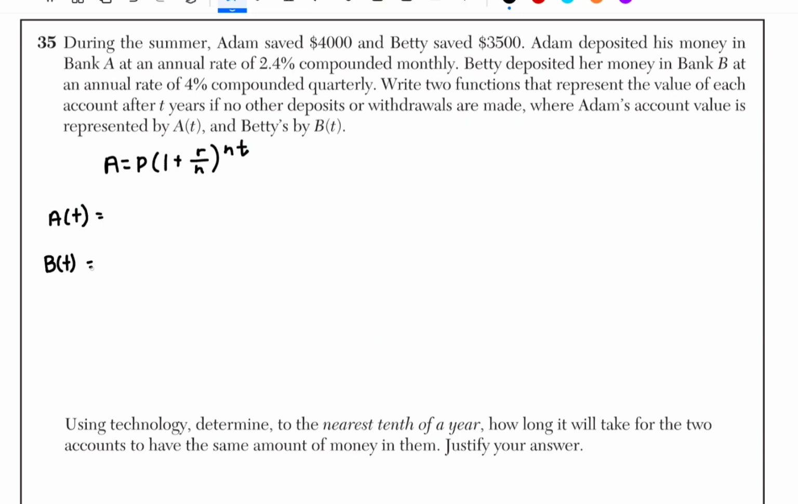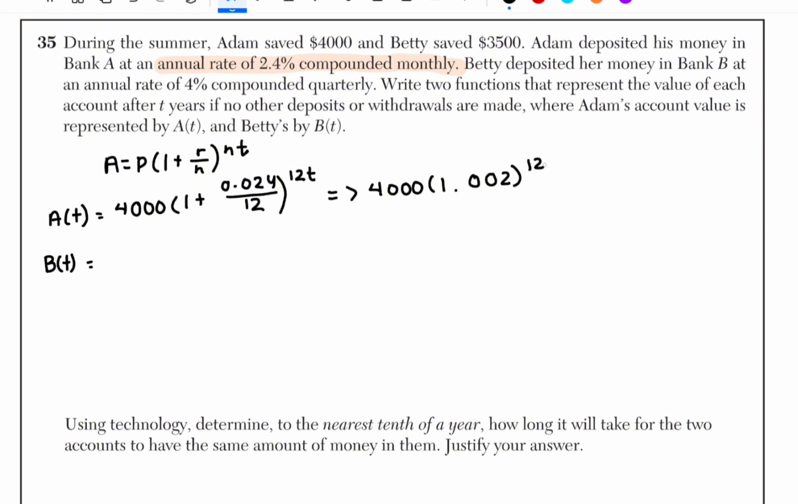So let's start with Adam. Adam's initial amount was $4,000. 1 plus, and he uses a bank that has an annual rate of 2.4% compounded monthly. So we know that our rate is 0.024, monthly, so it's over 12 months. We close out our parentheses, and again it's 12 because it's monthly, t, and when we simplify that, that is going to be 4,000 times 1.002 to the 12t.